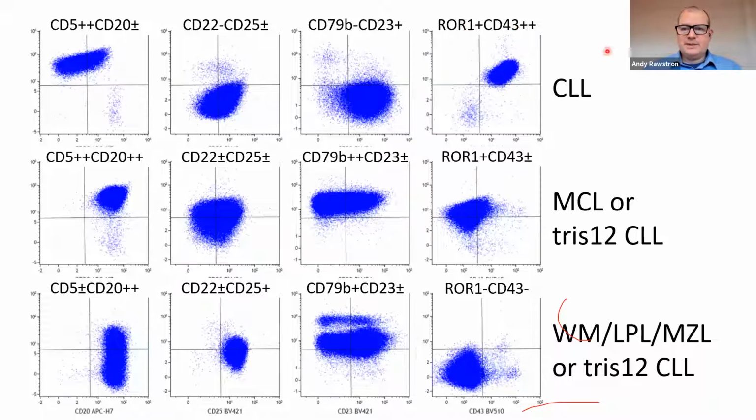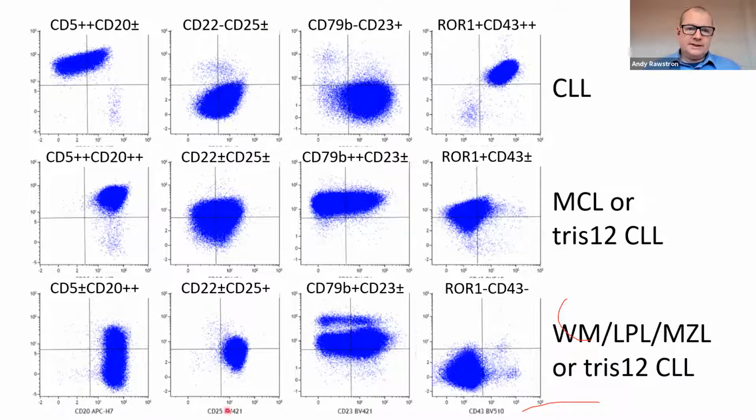This is the different sort of patterns that we would typically see. So for CLL, CD5 would be strong and CD20 would be weak. In mantle cell lymphoma, you would typically see a more variable expression of CD5, often strong, but sometimes bimodal. Whereas with the other sorts of B-cell disorders that may present with a leukemic presentation, the post-germinal center disorders such as Waldenstrom's, if there is any CD5 expression, it will be fairly weak and the 20 will be strong.